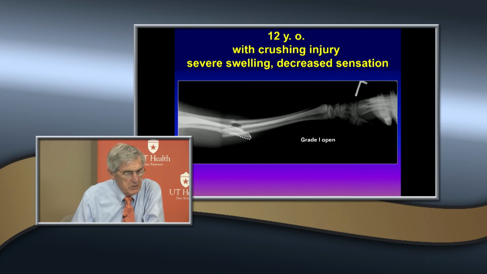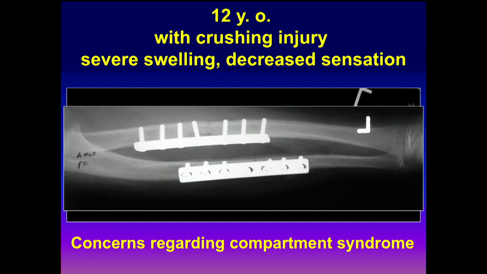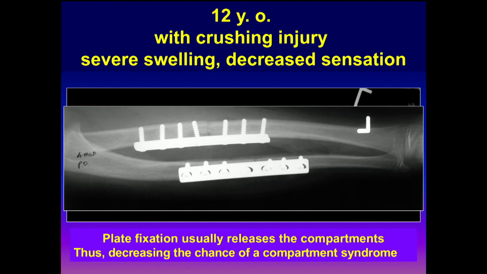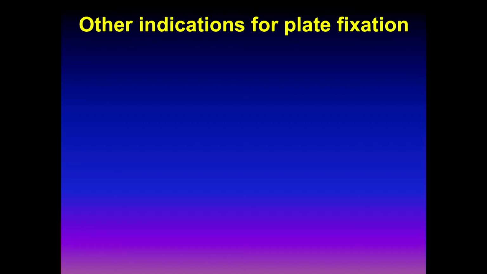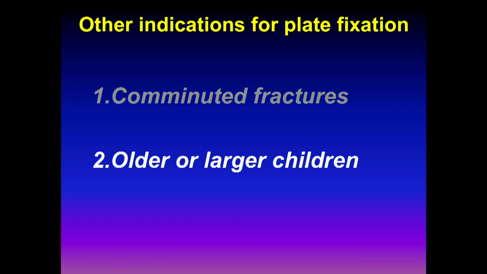The decreased sensation was thought to be due to an impending compartment syndrome. So they had concerns there, and so we used plates, because when you do plates, you essentially do a fasciotomy. Plate fixation releases the compartments, which decreases the chance of a compartment syndrome. Plus, you don't have to put them in much immobilization. The plates are usually stable enough.